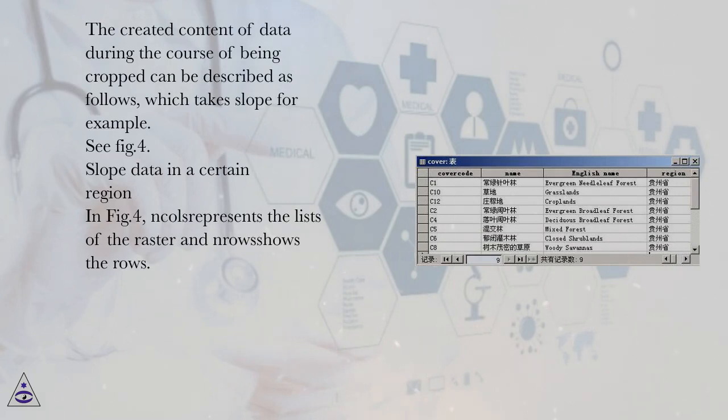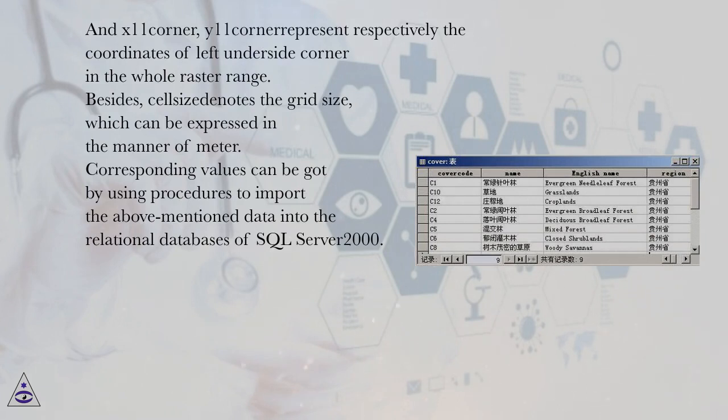Slope data in a certain region. In Fig.4, ncols represents the columns of the raster and nrows shows the rows. And xllcorner, yllcorner represent respectively the coordinates of the lower left corner in the whole raster range. Besides, cellsize notes the grid size, which can be expressed in meters.